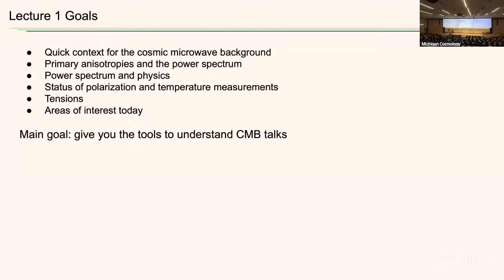And then tomorrow, we're going to go into instrumentation and dig into, okay, cool, I want to study the CMB. How the heck am I supposed to do that?